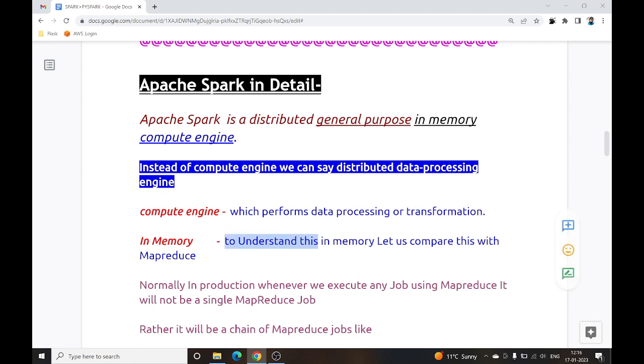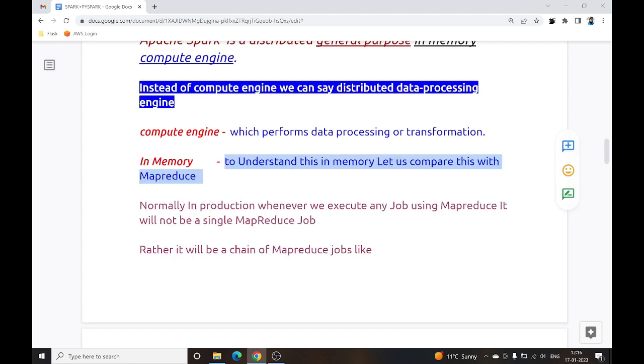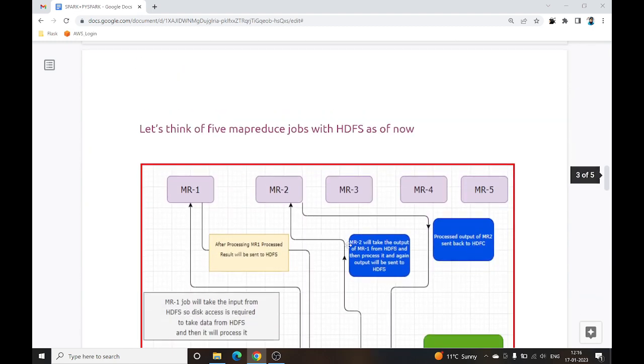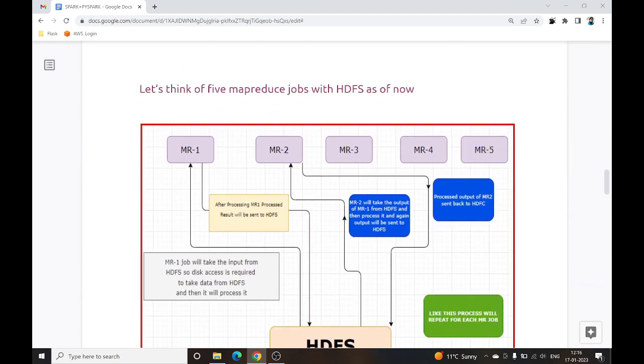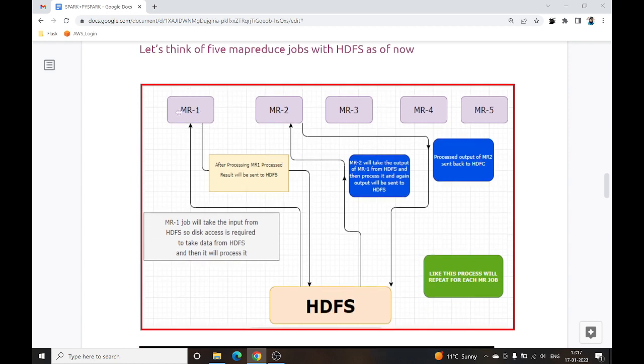To understand in memory, let's compare this with MapReduce. As I said, Spark is an alternative of MapReduce, so we are going to compare Spark with Hadoop here. If we are doing any job in MapReduce, it will not be a single MapReduce job, but rather a chain of MapReduce jobs. How exactly does this work? Let's think of 5 MapReduce jobs with HDFS as of now. We have MapReduce job 1, job 2, job 3, job 4, and job 5. Now we are talking about HDFS. Guys, please remember HDFS is what we were calling the storage part of Hadoop.